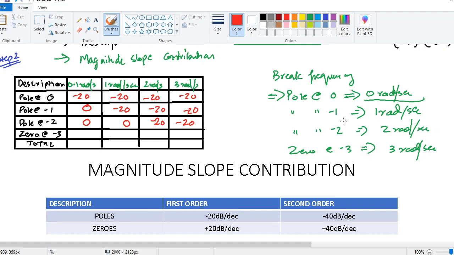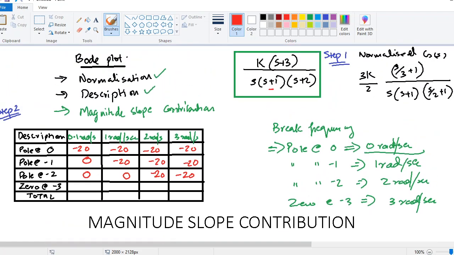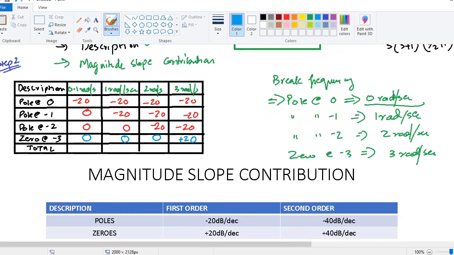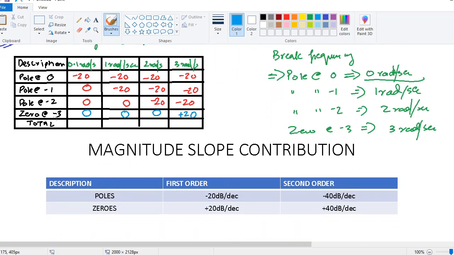The last term is the zero at minus 3. Now if you have a look here, the zeros, they have a positive break. So what is the break frequency? 3 radians per second. What term is it? Is it a first order or a second order term? It's a first order term. So now you'll see that nothing happens to it at 0.1, nothing happens to it at 1, nothing happens to it at 2, but at 3 radians per second it breaks at plus 20 decibels per decade.